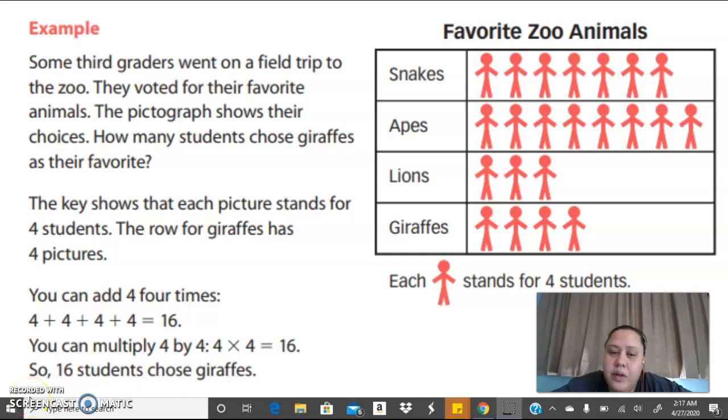Let's get to it. We're doing pictographs still. Some third graders went on a field trip to the zoo. They voted for their favorite animals. The pictograph shows their choices. How many students chose giraffes as their favorite?